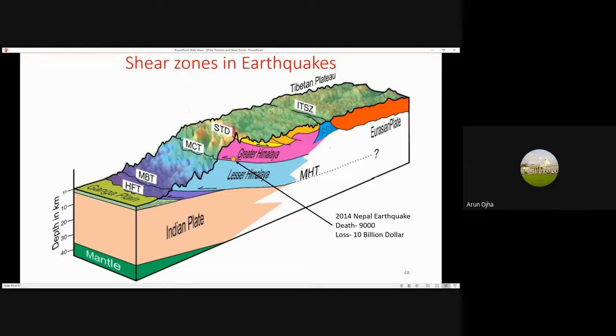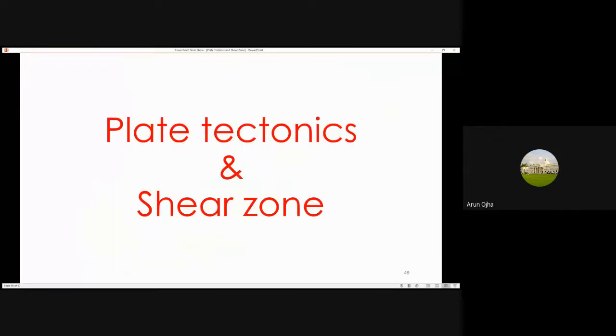One famous example is the Nepal earthquake that took place in the Himalayan shear zones. Here, marked with the yellow dot, the Nepal earthquake actually killed over 9,000 people with over $10 billion of property damage. So these situations are very critical, both in terms of societal importance and also in terms of the economy of a country. So this is the last part of the presentation, where I will show how plate tectonics and shear zones are connected and how they have greater implications, both in terms of societal applications and economic applications.